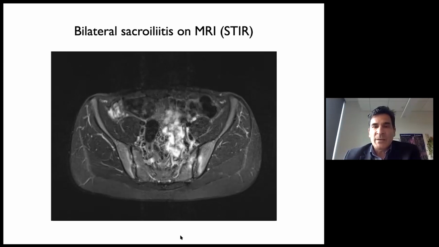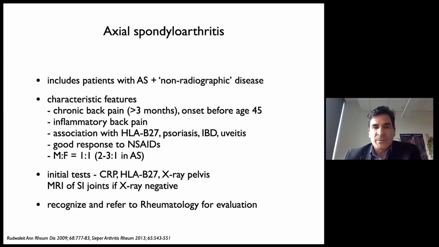I want to make a point, very important, that I forgot to make when we looked at this slide. Axial spondyloarthritis is a condition without sex predilection. So it's equally common in men and women, in contrast to ankylosing spondylitis, which is 2 to 3 times more common in men. So axial spondyloarthritis is a diagnosis that is easily missed in women if one doesn't think about it.